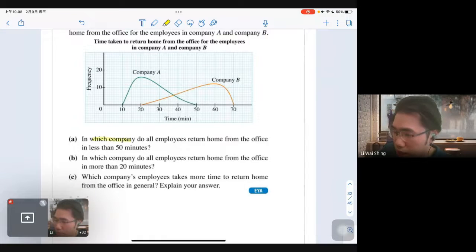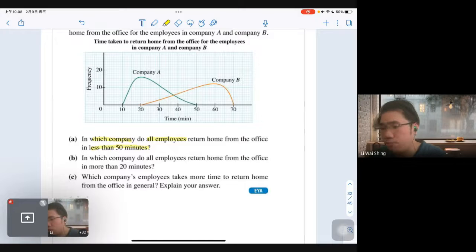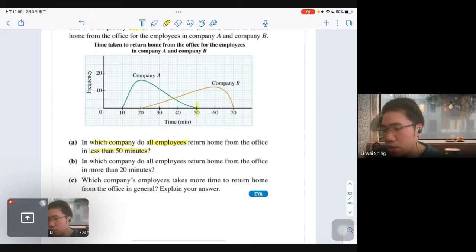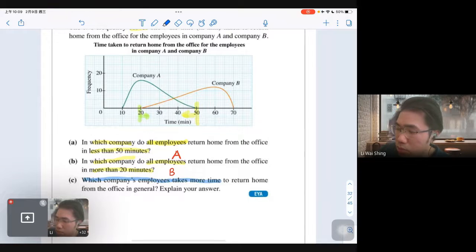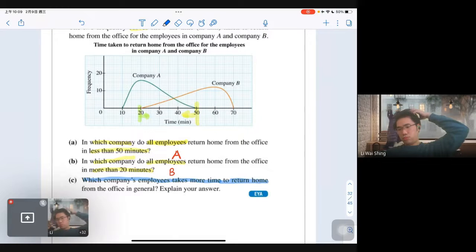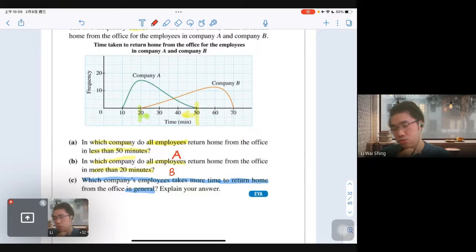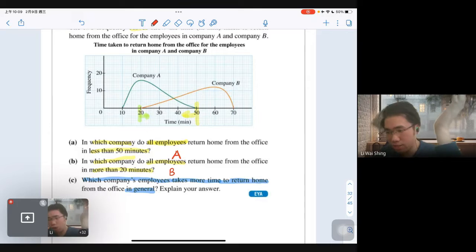First of all, which company do all the employees return home in less than 50 minutes? 少過50分鐘嘅係邊一間？全部都少過50分鐘嘅。Okay, so less than 50 minutes, obviously, is A. In which company do all the employees return home in more than 20 minutes? 多過20分鐘嘅全部都 obviously is B. My question is part C. Which company's employees take more time to return home? In general. 邊間公司嘅員工用得多啲時間返工？And why? You need to explain why.